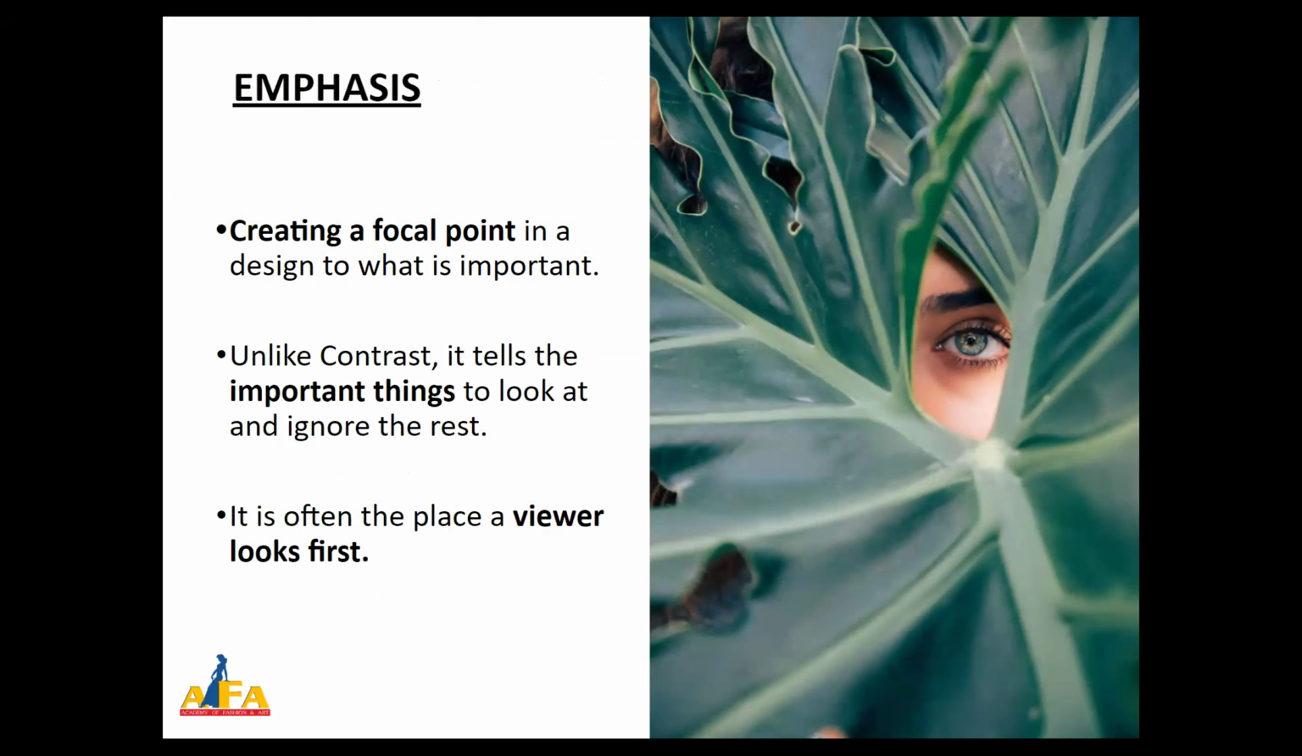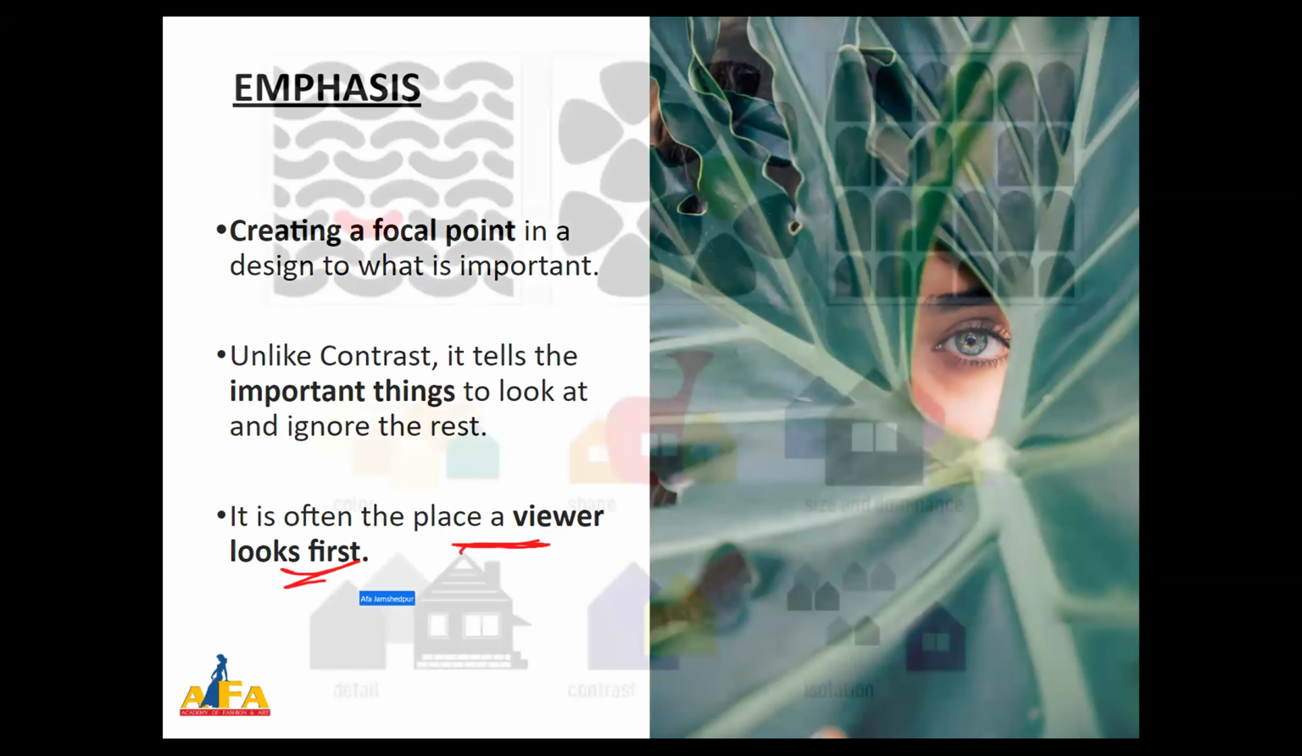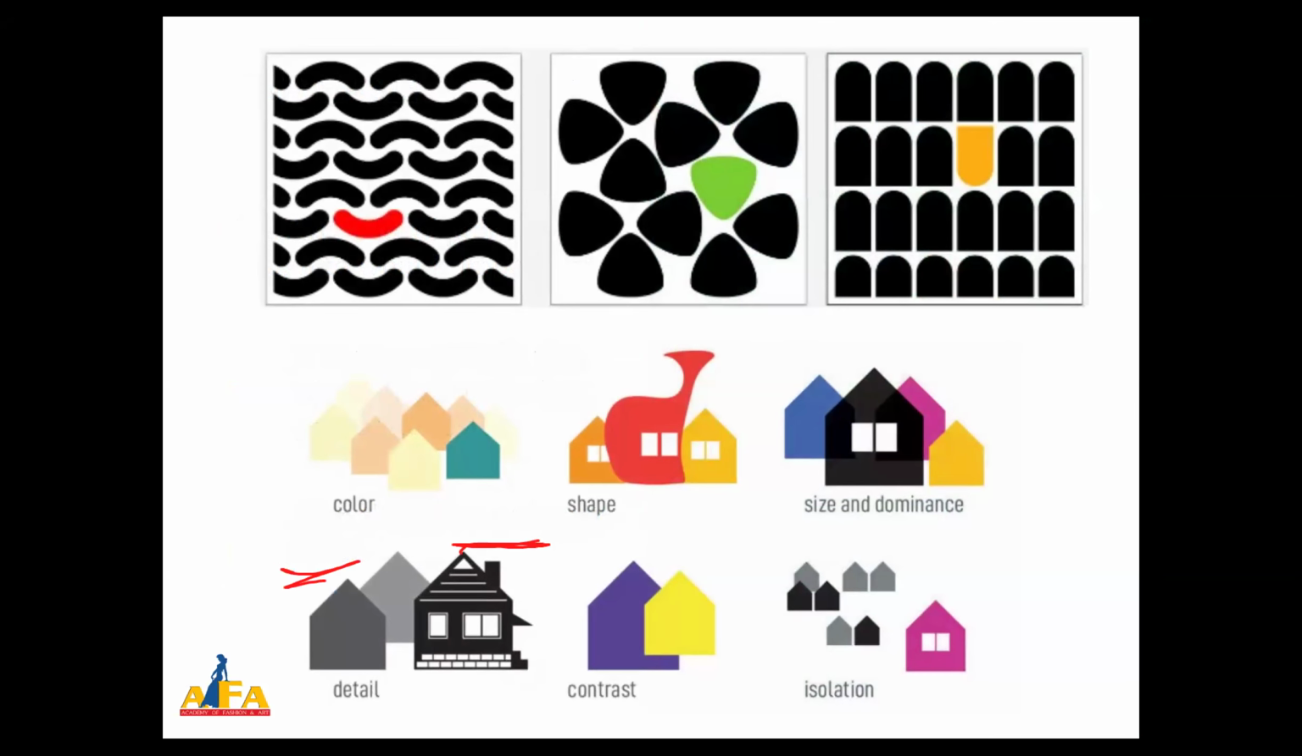It is often the place where your viewer looks first. वो कहाँ देखते हैं? Now see the example. वो कहाँ देखते हैं? ठीक है? Look at the example of emphasis. कहाँ? How the focal point is created. How my attention is diverted.